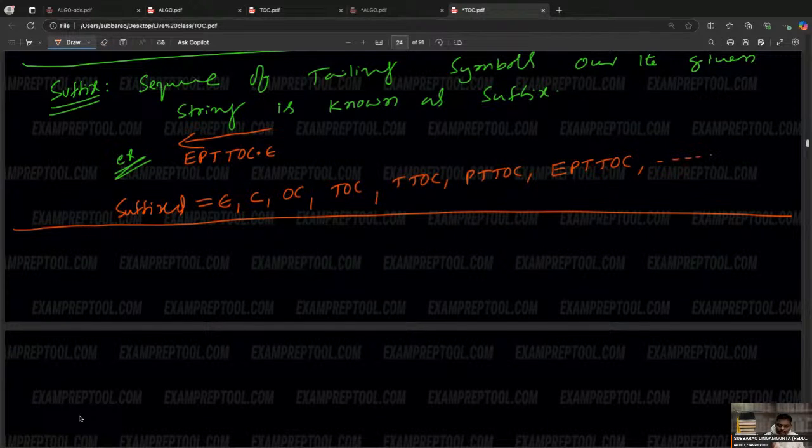Now let me write one more thing. Suffix is over, prefix is over. Next one: substring.